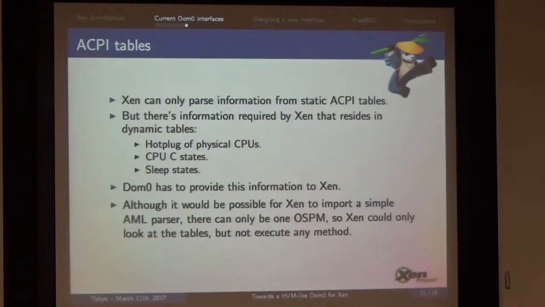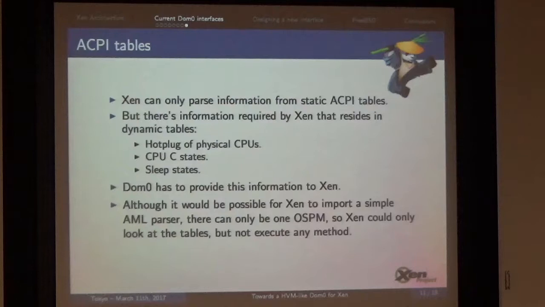One of the problems that we have here is that Xen so far can only parse information from the static tables. It doesn't have an AML parser because that's considered too big to be inside of Xen, because Xen is a microkernel and its code base is quite limited. So we basically can only gather information from static tables inside of Xen.